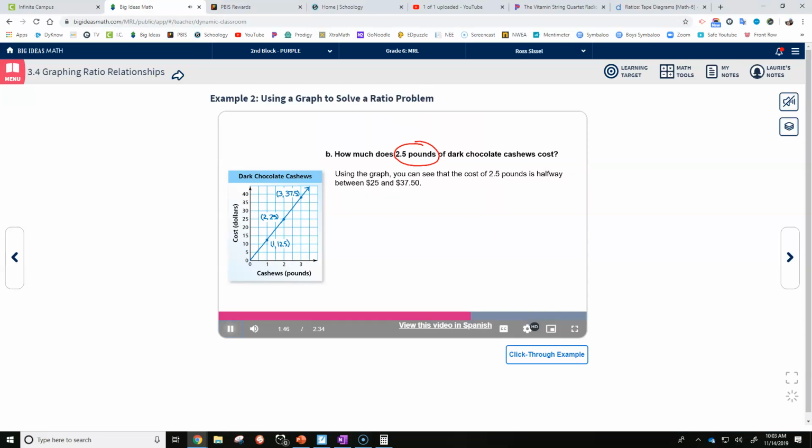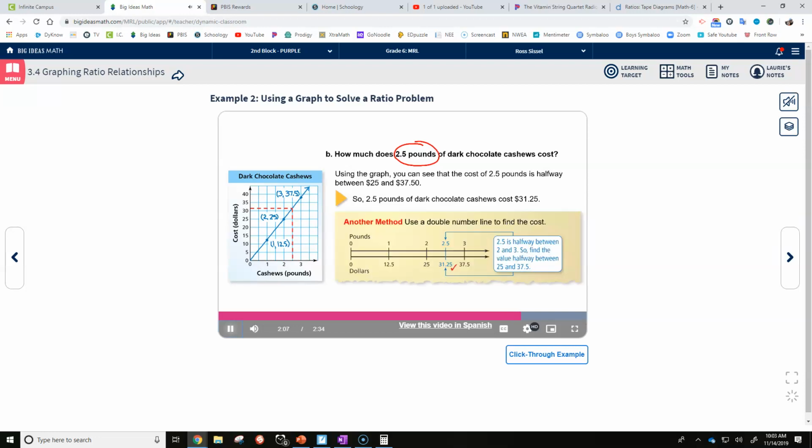In the graph, you can see that 2 5/10 pounds of cashews is halfway between 2 and 3. So the cost is halfway between $25 and $37.50. So 2 5/10 pounds of dark chocolate cashews cost $31.25. Another method would be to use a double number line to find the cost. Increment the number line using the original ratio of 1. Now, I'm going to pause here. Do you see what she just said? Yes. Because 2.5 is halfway between 2 and 3, we knew 2 was 25, 3 was 37.5, so halfway in between had to be our 31.25.